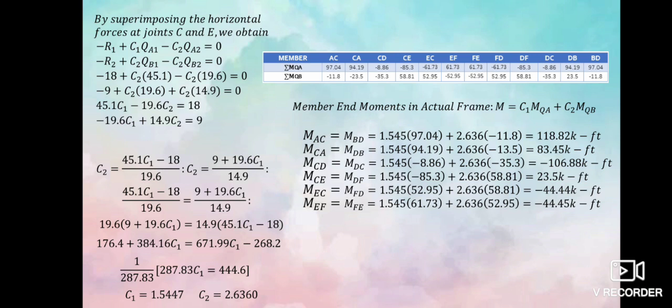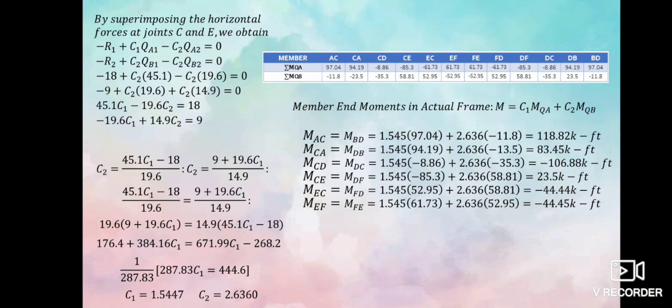Proceeding, look at the lower left part. We have C2 equal to (45.1 C1 minus 18) over 19.6, and from the other equation, C2 equal to (9 plus 19.6 C1) over 14.9. Equating them, (45.1 C1 minus 18) over 19.6 equals (9 plus 19.6 C1) over 14.9.